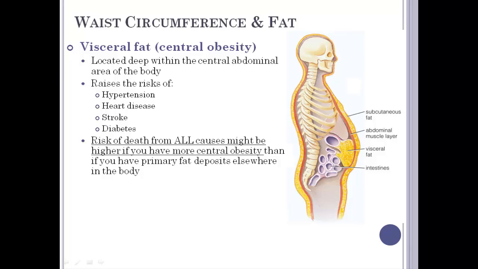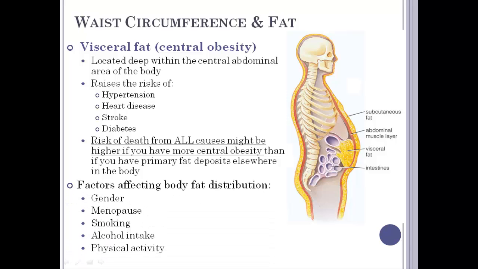We also know that your risk of death from all causes might be higher if you have more central obesity, meaning more fat around your waist, than if you have your primary fat deposits elsewhere in the body. This is good news for a lot of women who tend to be more likely to be pear shapes than men. Women tend to carry more of their fat around their butt, their hips, and their thighs. While they may not like the way they feel in their jeans, it is slightly protective for their risk of heart disease, stroke, diabetes, and hypertension, as compared to if they were to carry their fat around their middle.